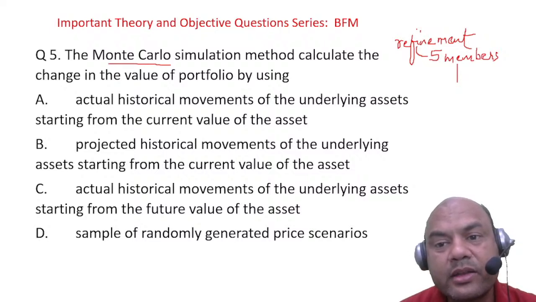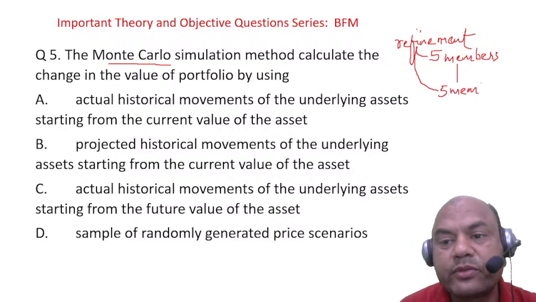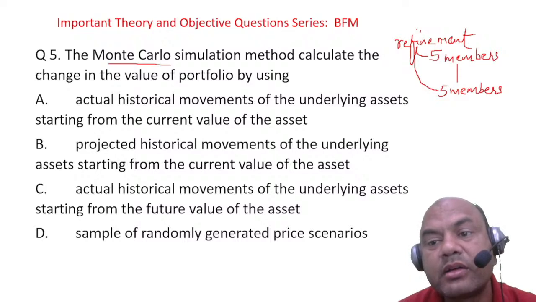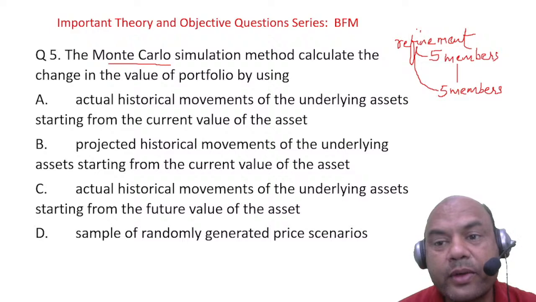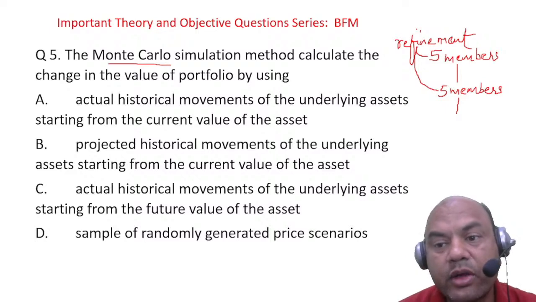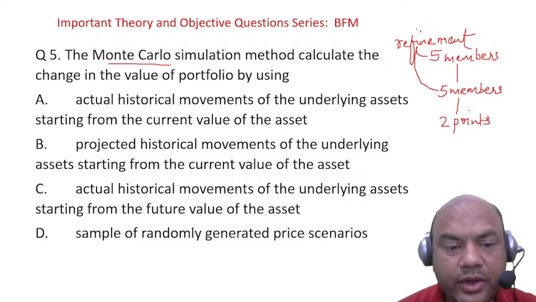First refinement, then second refinement. Again these 5 members will sit, and when we sit the next time, we will discuss only those 5 points which we had come up with in the earlier meeting. From here, we come up with, let's say, finalize on 2 points. So now we finalize on 2 points. I'll just write the points now.